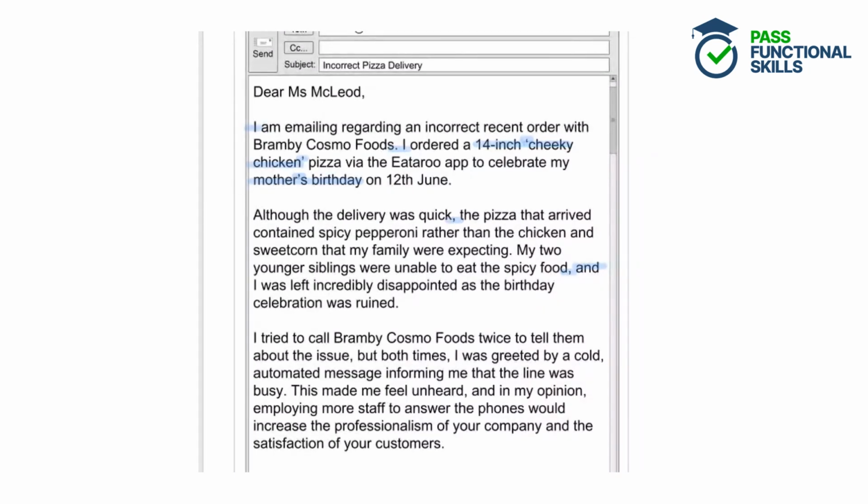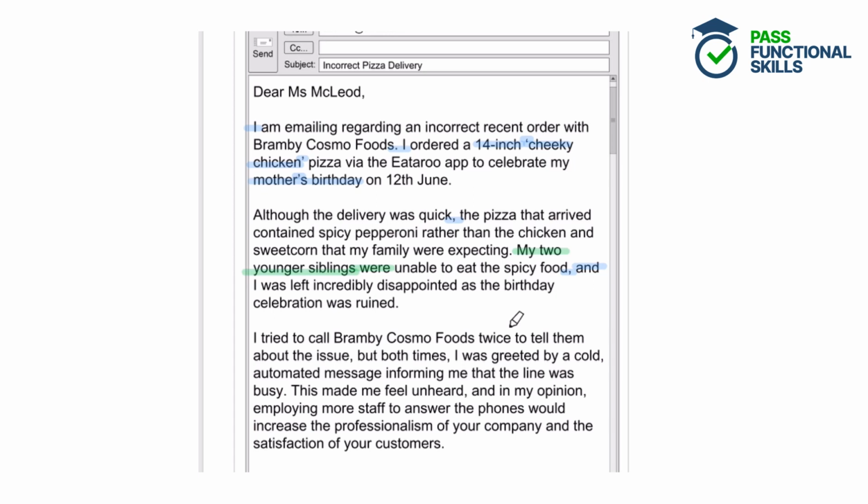Now let's consider grammar and spelling. So remember that all of your sentences need to make sense on their own, and any nouns and verbs need to match up. So here we have my 2 younger siblings were unable to eat the spicy food, and I was left incredibly disappointed. So because we are writing about my 2 younger siblings, so that's more than one person, we are using the verb were. Now if we were just talking about ourselves, if we said I was unable to eat the spicy food, we would make sure that that were changes into a was. I was unable, they were unable. So make sure that your nouns and your verbs are matching up.